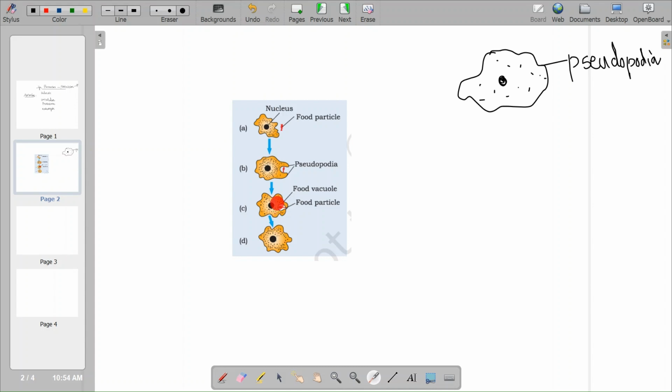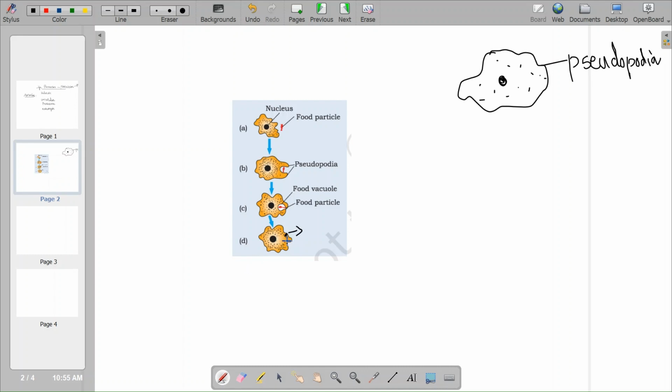Now this food vacuole is digested. The digestive enzymes are released onto the food materials present in the food vacuole. It is digested, and the nutrients are released and assimilated into the cytoplasm. Waste materials are compiled together, fused again with the pseudopodia, and eliminated out.